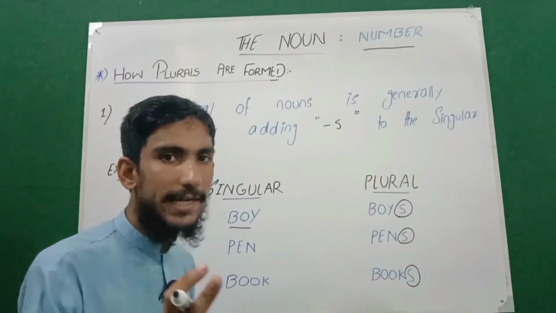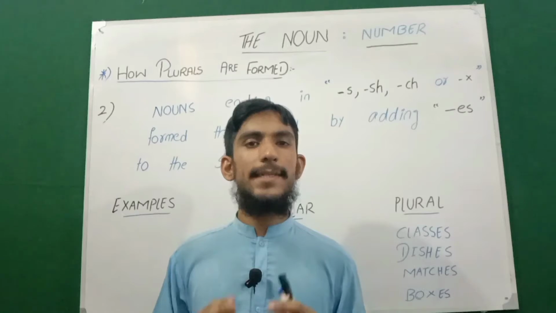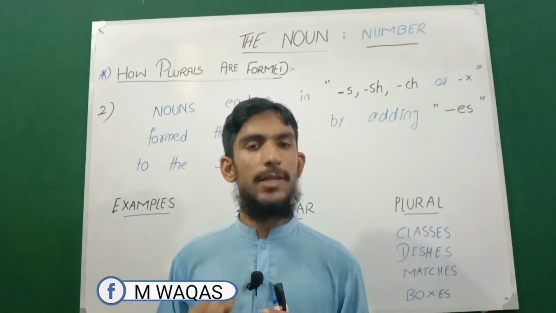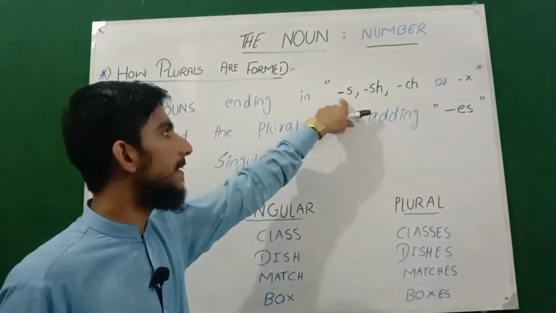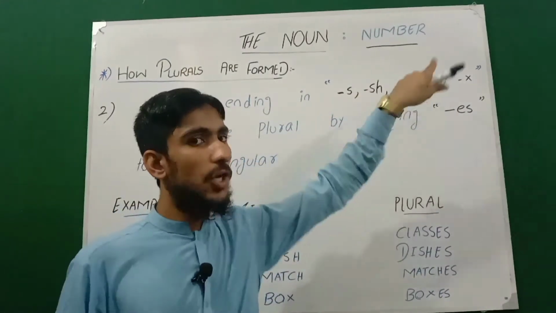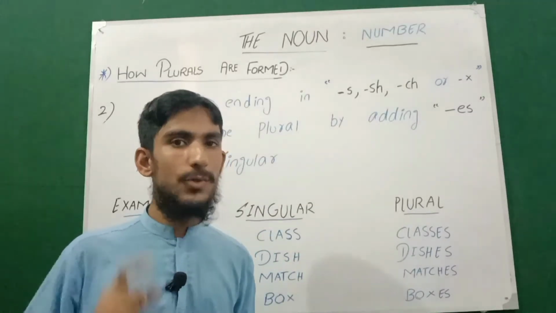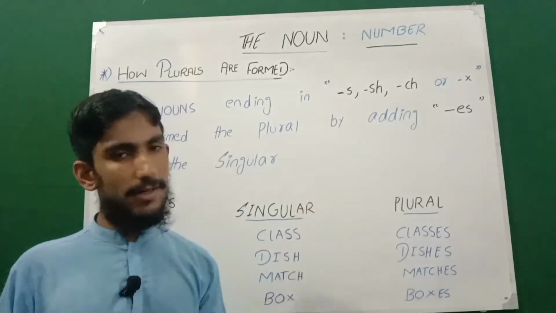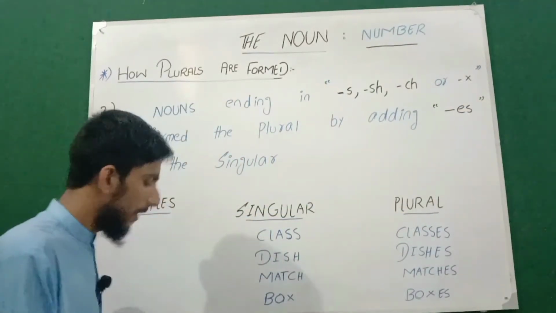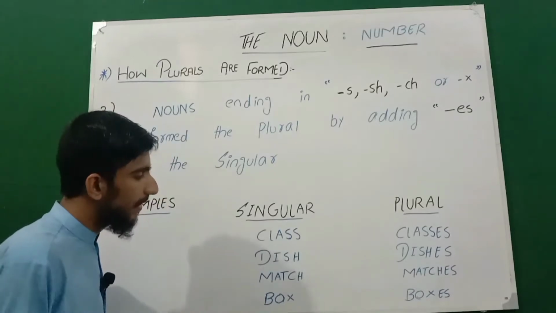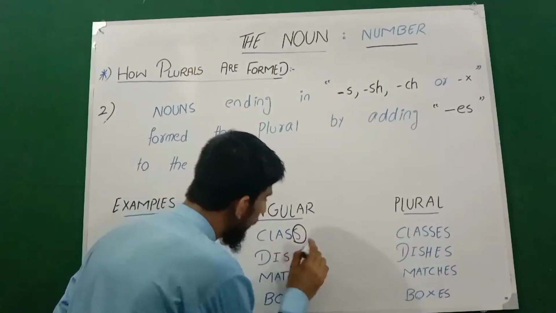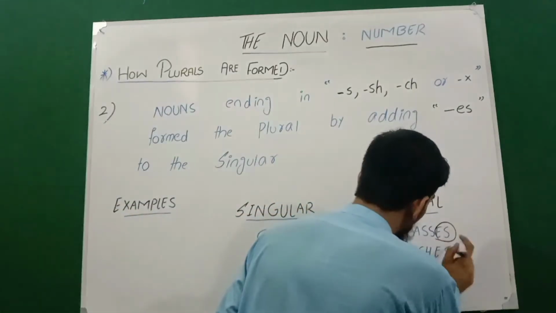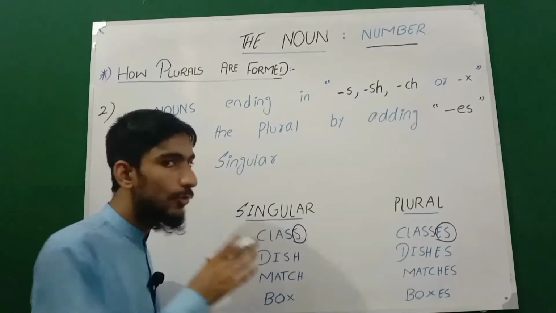Now we will discuss the second technique of how plurals are formed from the singular. Remember that in English grammar there are several nouns that end in s, sh, ch or x. So how are their plurals formed? The writer has written in their book that we just add es to the singular, and as a result the plural is formed. For example, this is class. Class ends with s, so we just add es. Now classes is the plural of the singular class.